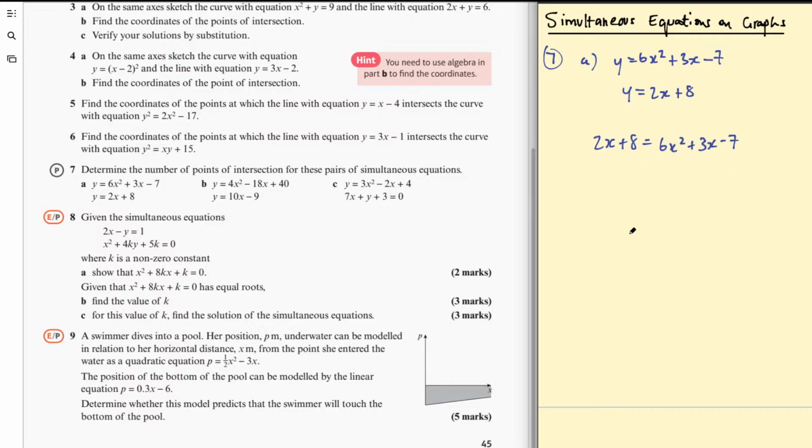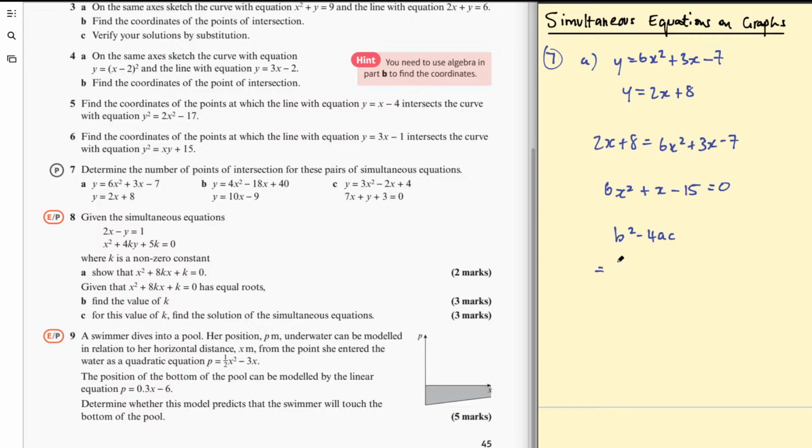And then we simplify. So I'll actually take that 2x from the left hand side, subtract the 8, we'll end up with 6x squared plus x take 15 equal to 0. And then if it looks easy to factorize, we could factorize, but you don't really need to factorize, you just need to look at the discriminant. So remember, the discriminant is b squared take 4ac. That's that part under the square root in the quadratic equation. And then we find whether this is greater than 0, less than 0, or equal to 0.